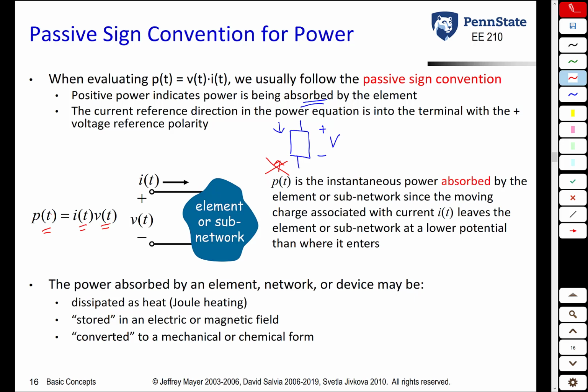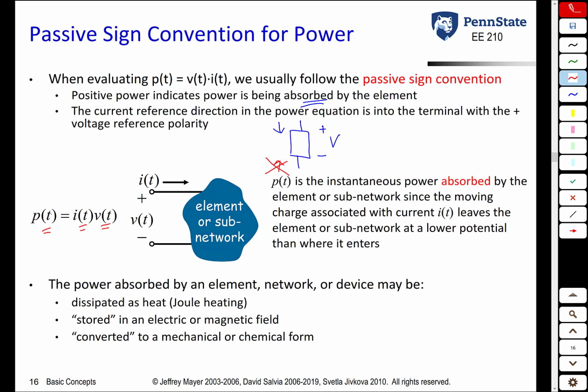If an element is delivering power, that power is being delivered to a charge to move a charge to a higher voltage. If an element is absorbing power, what is happening to that power? Well, it could be dissipated as heat. For example, when a resistor absorbs power, it heats up a little bit. We call that Joule heating.